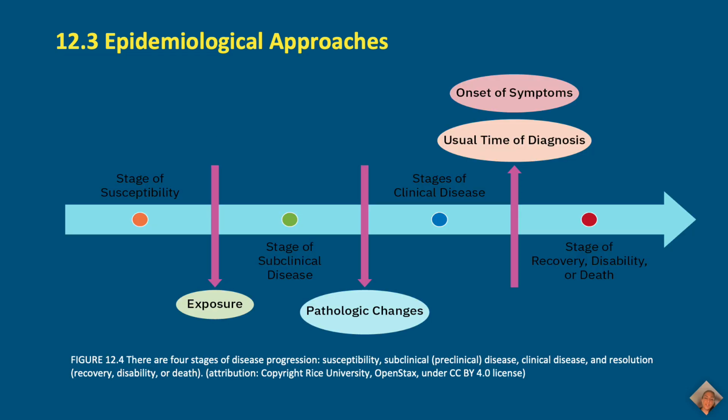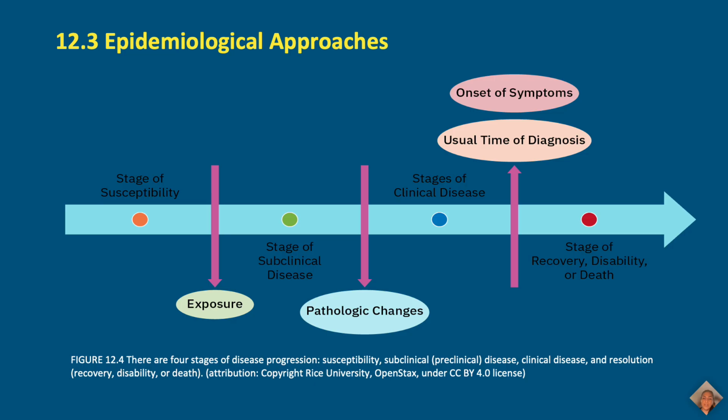So here are the 4 stages of that disease progression that we talked about. So you're looking at that stage of susceptibility, and then now we have an exposure. The person is exposed, and let's say they have that virus. Now they have this subclinical disease. Right, they're not showing symptoms yet.